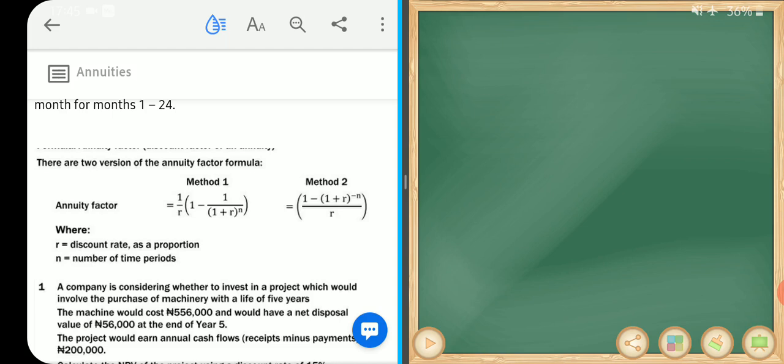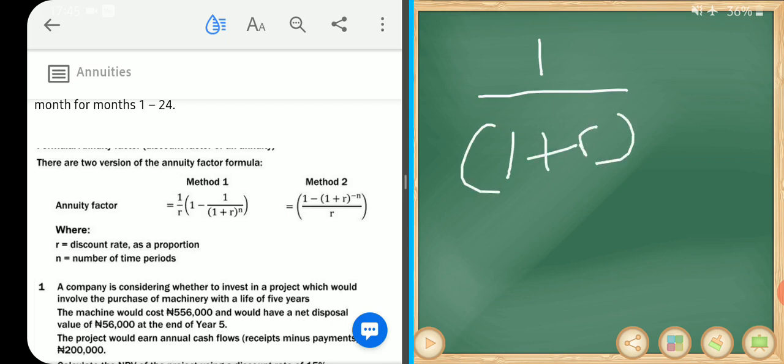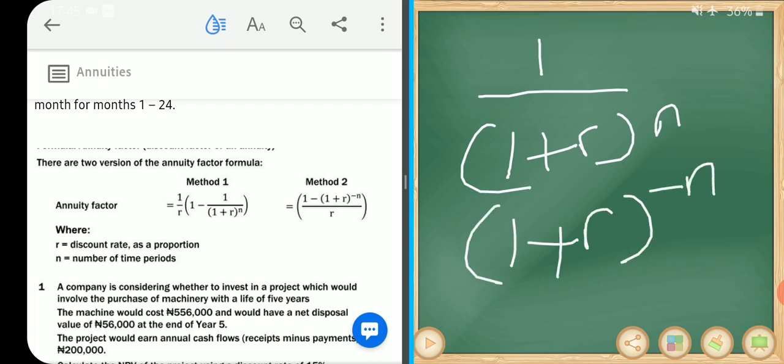Now that I remember, the formula that was given to us as 1 all over 1 plus r raised to power n, you can also write it as 1 plus r raised to power minus n. You get the same value. You use this method 1, or you use method 2. Either way, the formula is correct. Whichever one you are comfortable with, you use it.